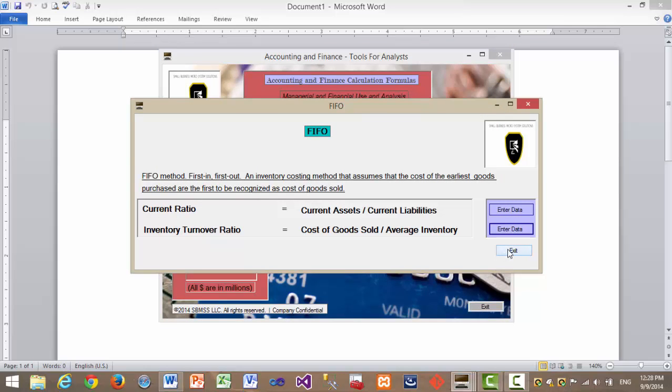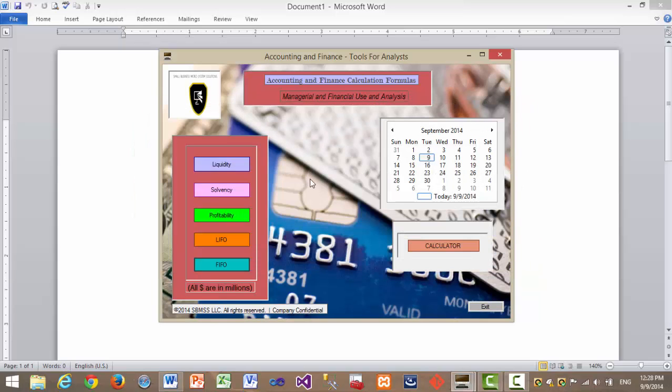This concludes this video on the software that will be available soon on my website to download for instructors, business people, students, and anyone interested in using this as a tool to calculate various formulas.